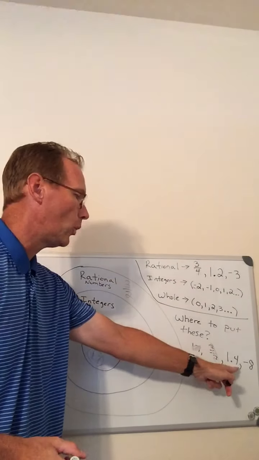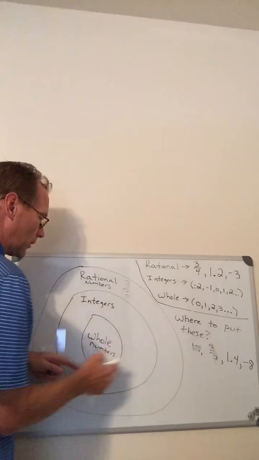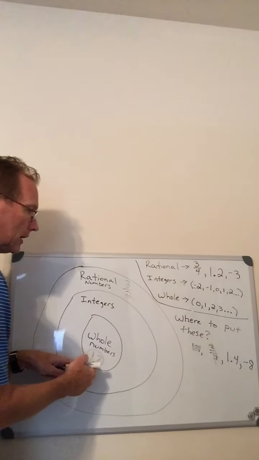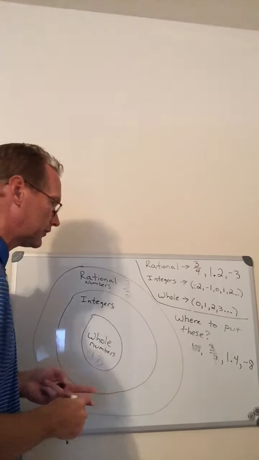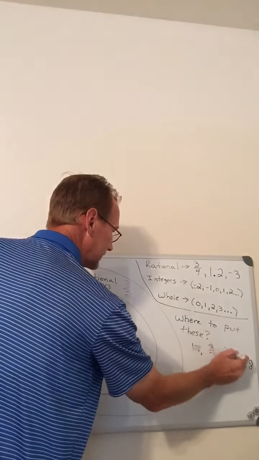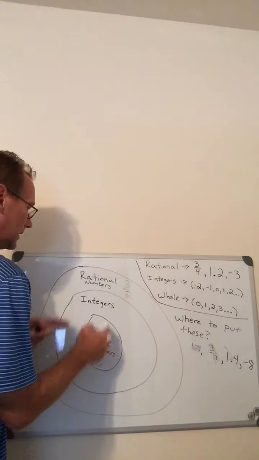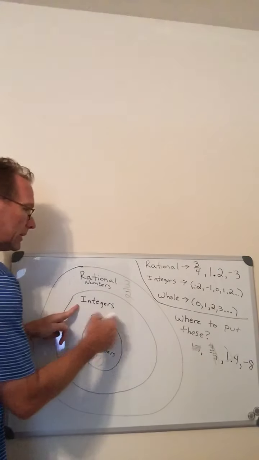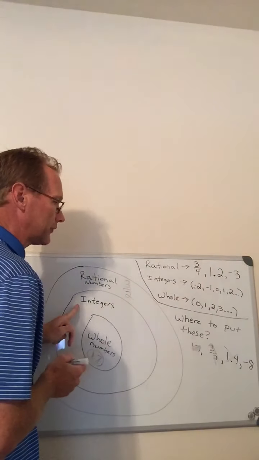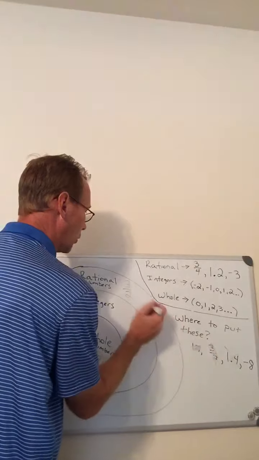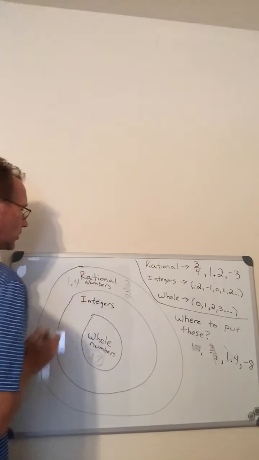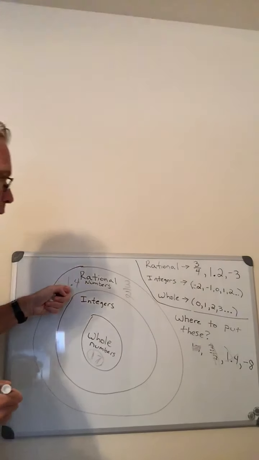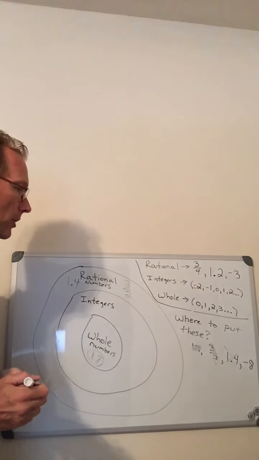Let's look at 1.4. Same thing, we start in the center, and we know that a whole number cannot be a decimal or a fraction, so that's not a whole number. That can't be an integer because, again, integers don't have decimals or fractions. So 1.4, I'll try to write it over here, and I'm sorry that's hard to see. 1.4 is also a rational number.